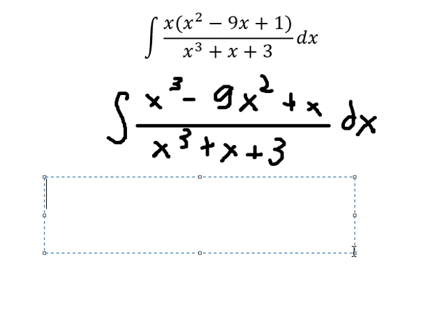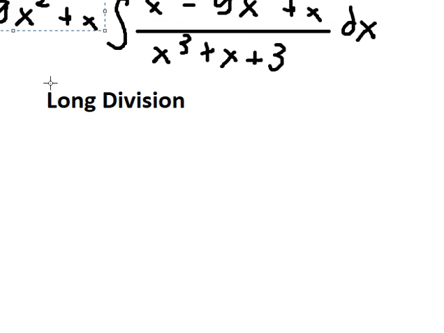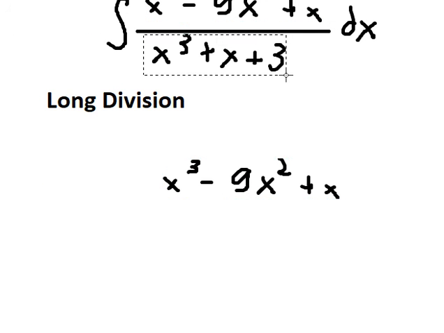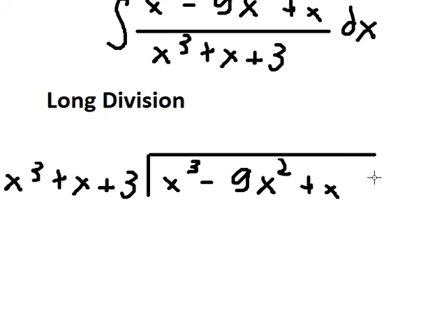Next, we apply long division. So I will put this one in here and this one in here. We have s to the power of 3, we have s to the power of 3, so we have only number 1. So number 1 multiplied by 3, s and s to the power of 3.